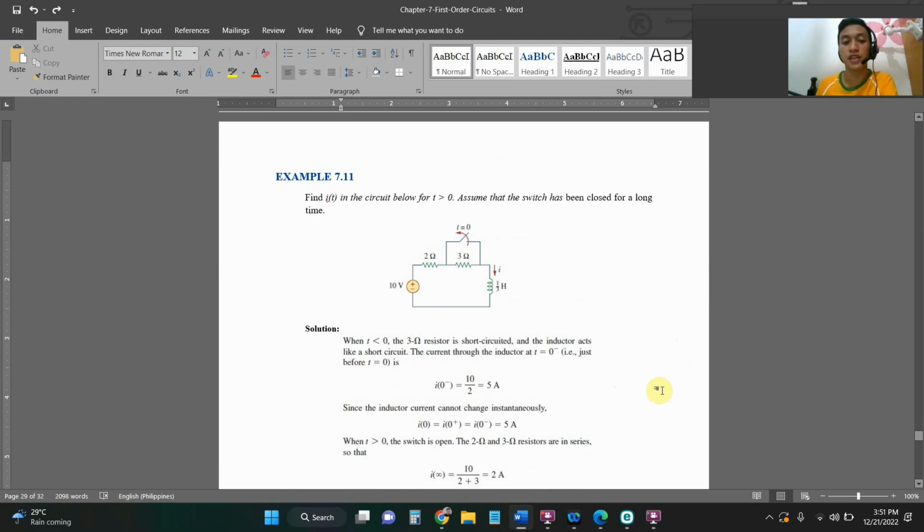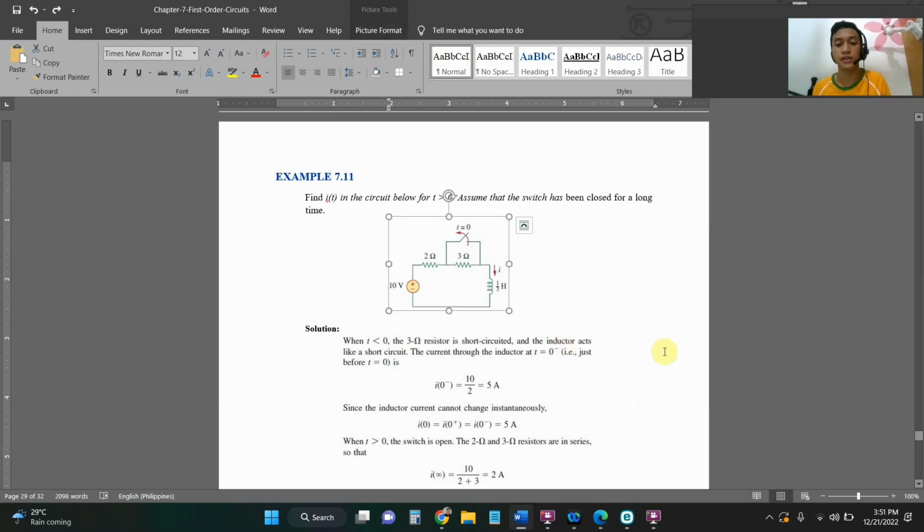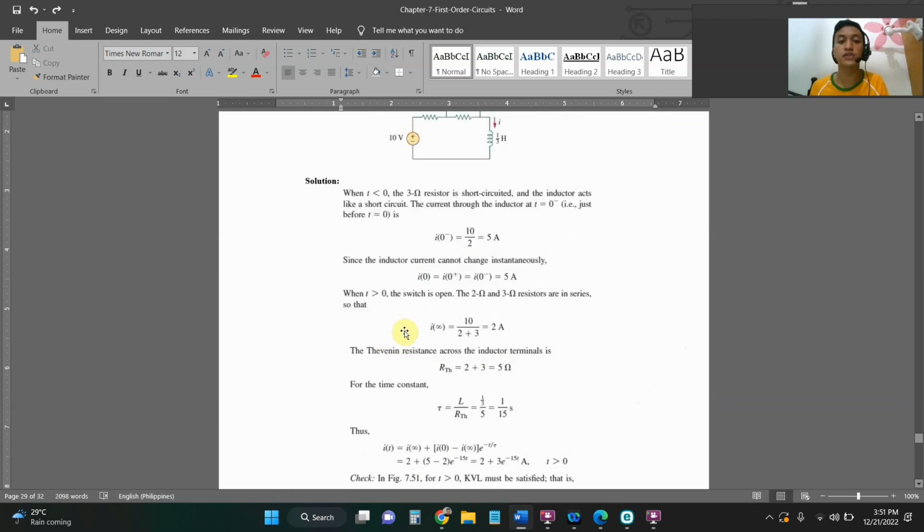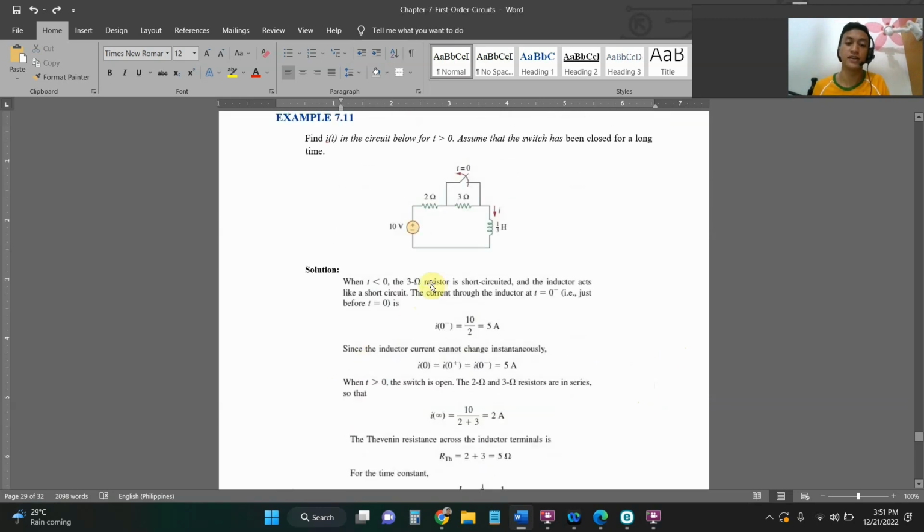Example 7.11: find i in the circuit below for t greater than 0. Assume that the switch has been closed for a long time. The solution: when t is less than 0, the 3 ohm resistor is short circuited, and the inductor acts like a short circuit. So we find the current through the inductor at time 0 negative, just before time equals 0.